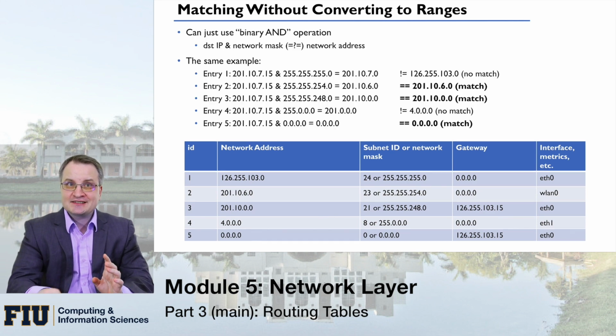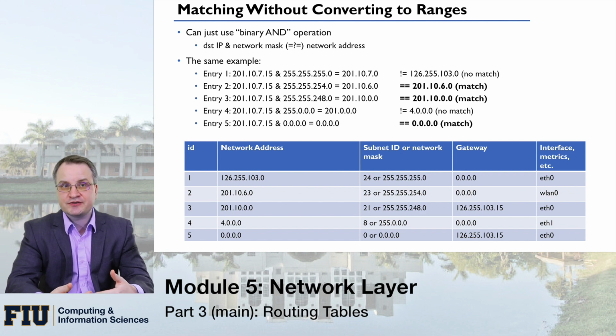What I want to do next is give you a few tricks for how to match entries without actually calculating any ranges, because the process is quite simple if you know a little bit of binary arithmetic. Instead of taking a network address and subnetwork mask, calculating the ranges, and then looking at whether the IP address is within the range or not, you can do a little trick with the network mask, the destination IP address, and the network address in the routing entry. I gave you a few examples already on the slide.